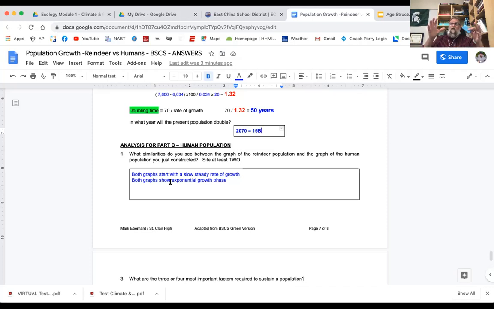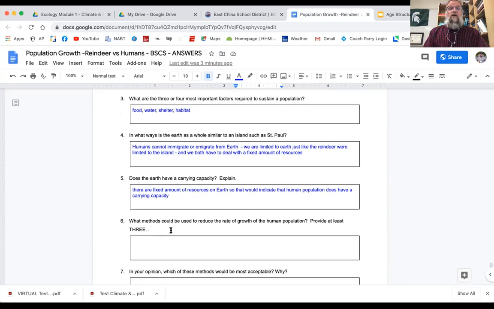Therefore, we also have limited resources. The resources that are on Earth are the only resources we have to work with, at least under current conditions. And humans, like any other population, require food, water, shelter, habitats. Here's the question I just talked about. Does the Earth have a carrying capacity? Almost certainly, because we know there's a limited number of resources on the planet. And again, our best estimate is 10 to 11 billion. We don't know that for sure, but that's our best estimate.